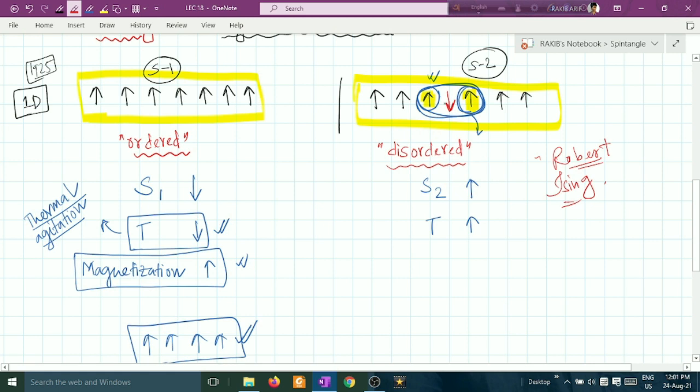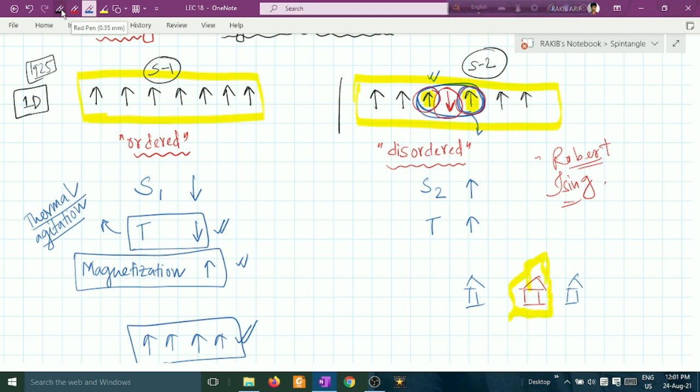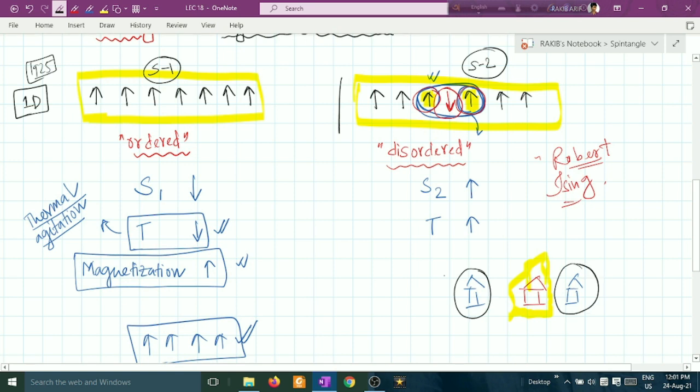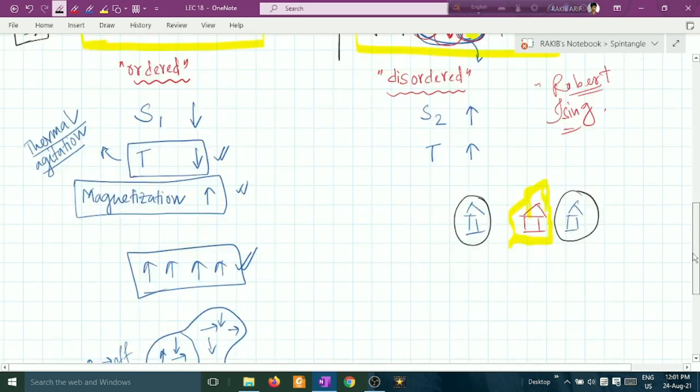Robert Ising suggested that whenever there is a disorder, the disorder will be felt by the neighborhood. Say you have a house here, and say these are the two neighbors of yours. If your house gets burnt out, who will feel the burning pain? Your instant neighbors will feel the burning pain the most. This is the model of Robert Ising.